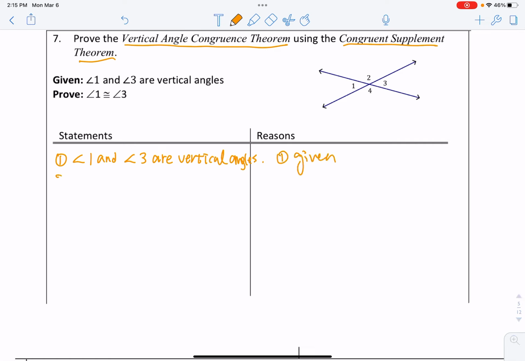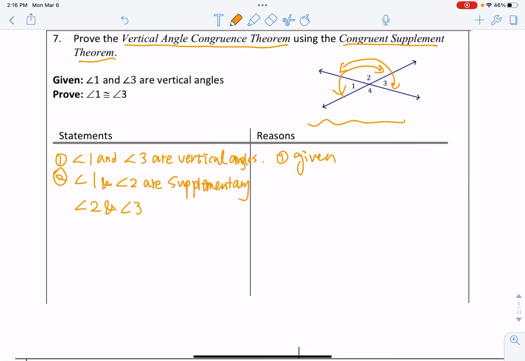And then you can say, when you see from the diagram here, angle 1 and 2 are a linear pair, so it will be supplementary. So angle 1 and angle 2 are supplementary. And then angle 2 and 3 are also supplementary. Angle 2 and angle 3 are supplementary.